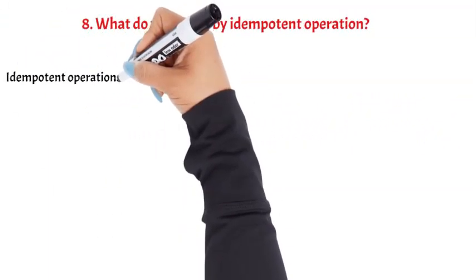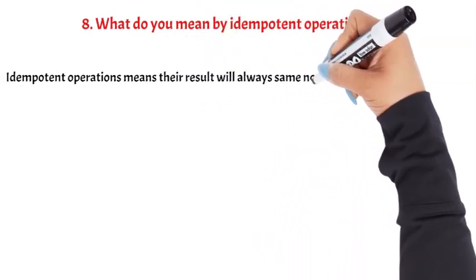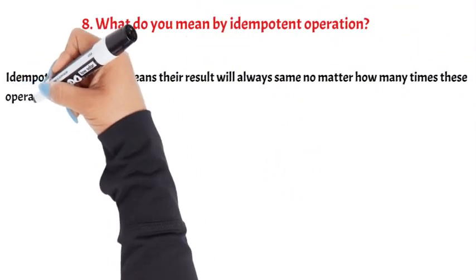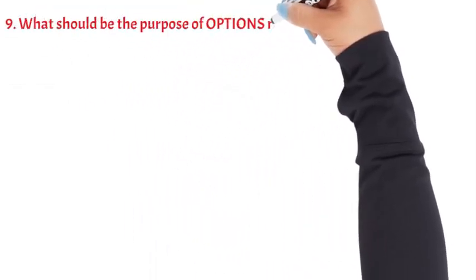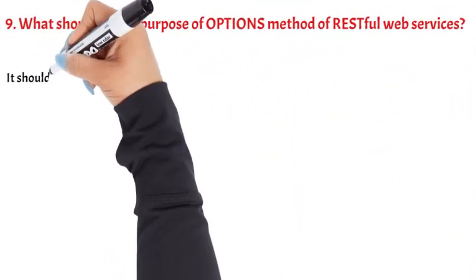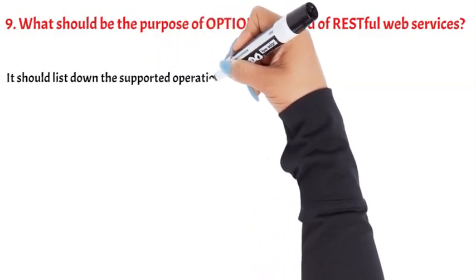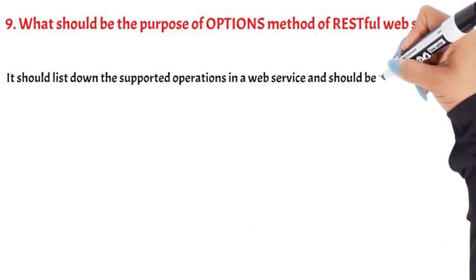8. What do you mean by idempotent operation? Idempotent operations mean their result will always be the same no matter how many times these operations are invoked. 9. What should be the purpose of the options method of RESTful web services? It should list down the supported operations in a web service and should be read only.